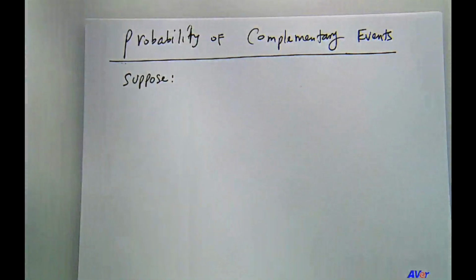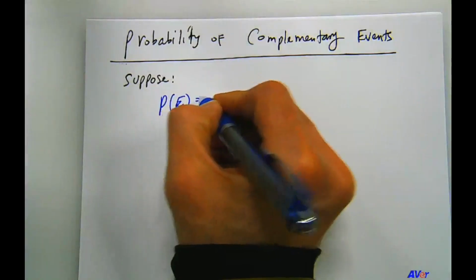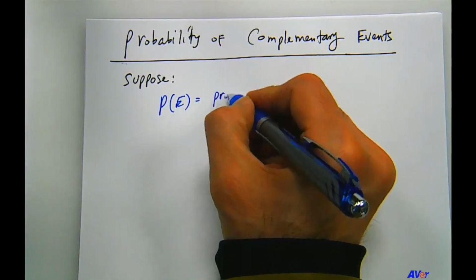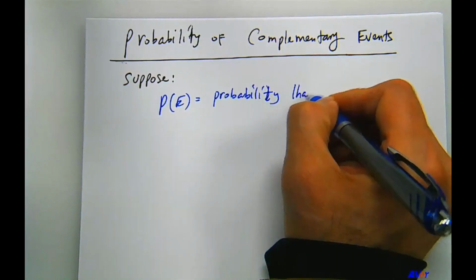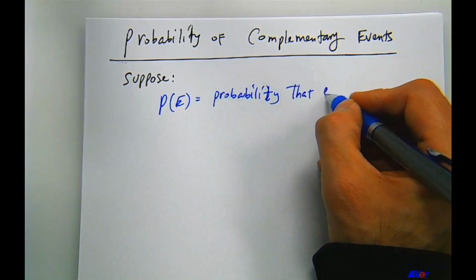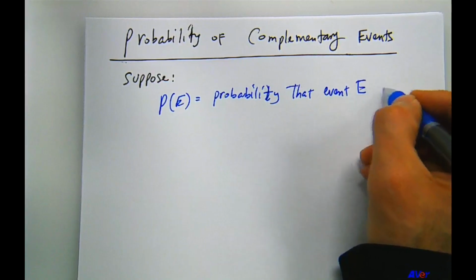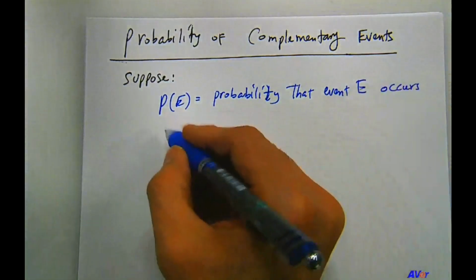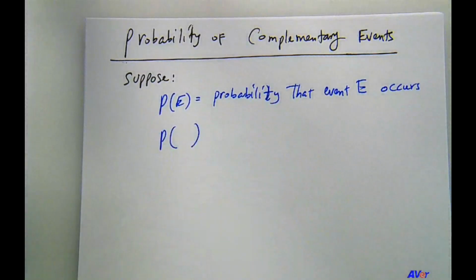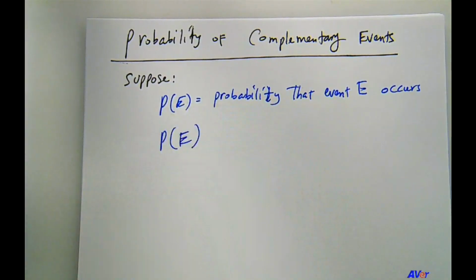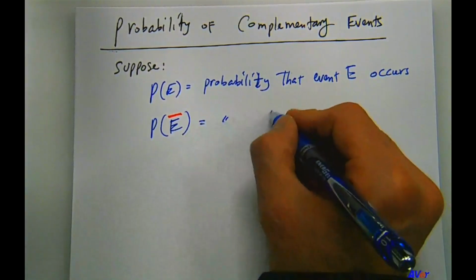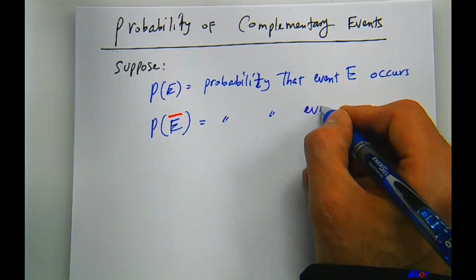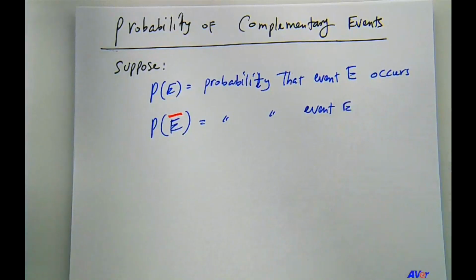So suppose that probability of E represents the probability that this event E occurs. And also suppose that probability of E bar, I put the bar with a different color so it catches your eye, but it's E bar, is the probability that event E does not occur.